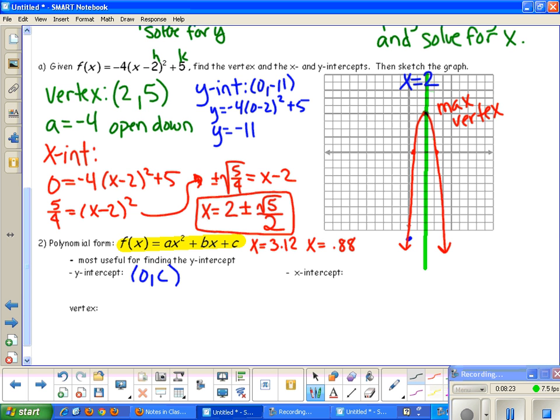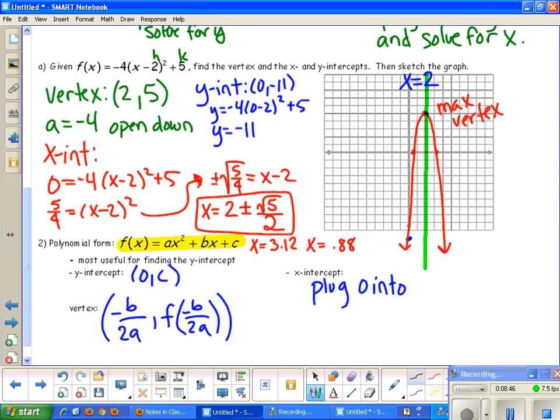The vertex, which you have to know how to find, the x-coordinate is negative b over 2a. And then, of course, if you know the x-coordinate, how do you find the y-coordinate? Plug that into x and solve for y. So f of negative b over 2a. And then the x-intercept, again, what you do to find this is you plug 0 into y and solve for x, and it's the same thing we did for the y-intercept. I plugged 0 in for x and solved for y. It's just that it's easy to see it's 0 comma c.